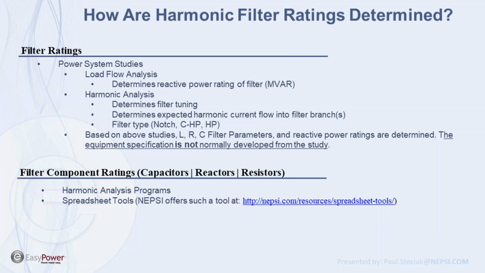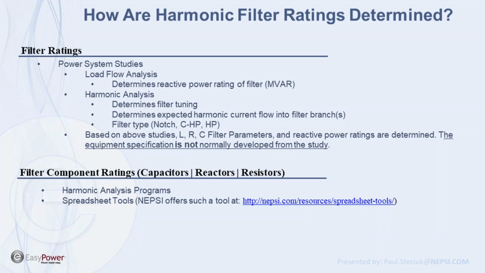The program is determining the performance of the filter based upon the data you put in there. But you have to have a starting point. You have to say, well, I need a 5th filter, and I need it to be 5 megavars. I take that 5th filter with 5 megavars, I come up with L, R, and C parameters, and I put them into EasyPower.